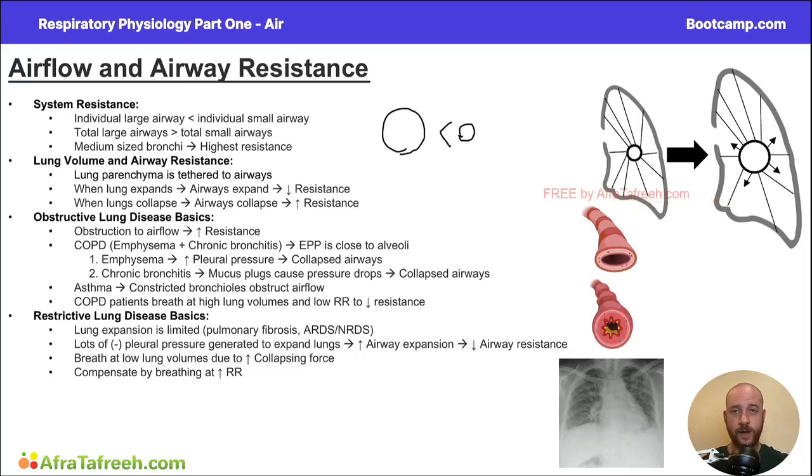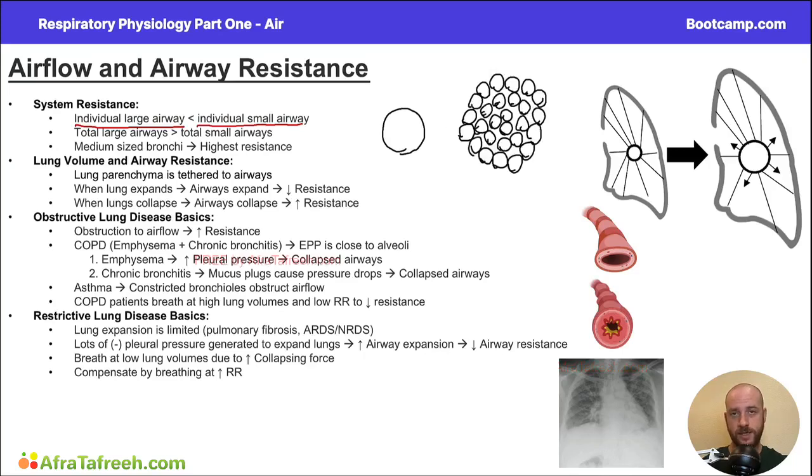And this applies when we're talking about individual small airways compared to individual large airways. So the individual small airway resistance is larger than an individual large airway resistance. However, when we're considering total airway resistance, there are way more small airways than large airways. So if we draw in a bunch of small airways here, the result is that our total cross-sectional area of all of the small airways combined is much larger than the total cross-sectional area of the large airways combined.